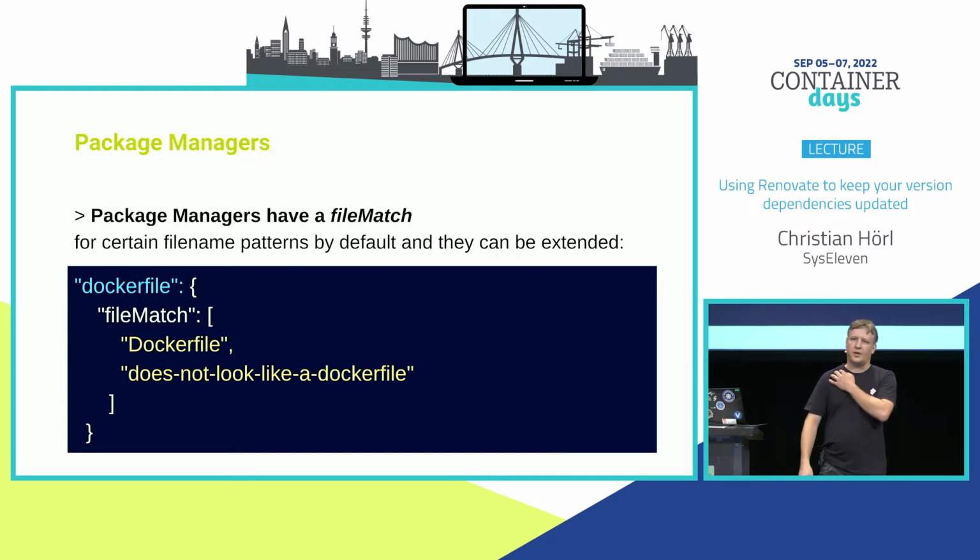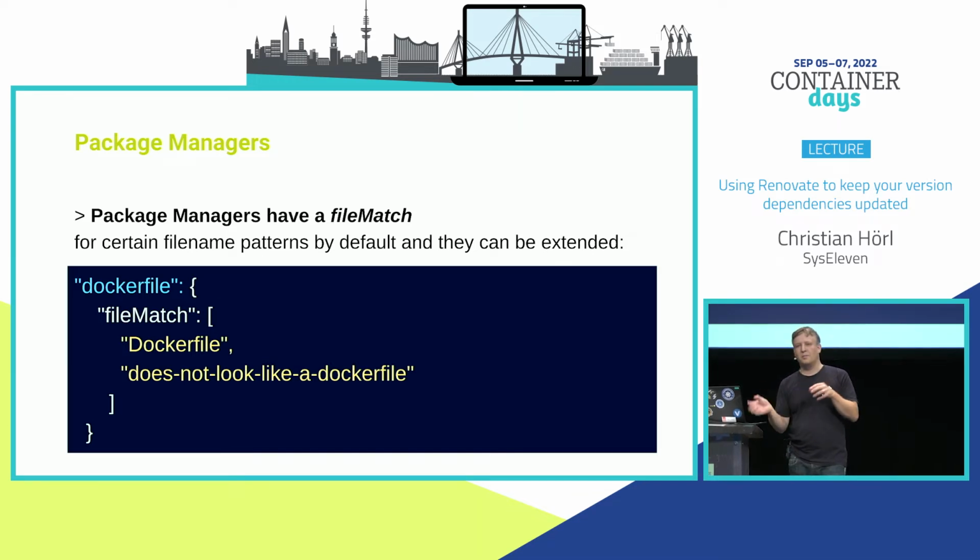For instance, there are reasonable defaults coming with Renovate. For instance, the Dockerfile pattern it is looking for with that big D in the beginning, and you can also extend those rule sets. For instance, you can do something crazy like this does not look like a Dockerfile, meaning you want to update Dockerfiles, so you can freely extend it on your own.